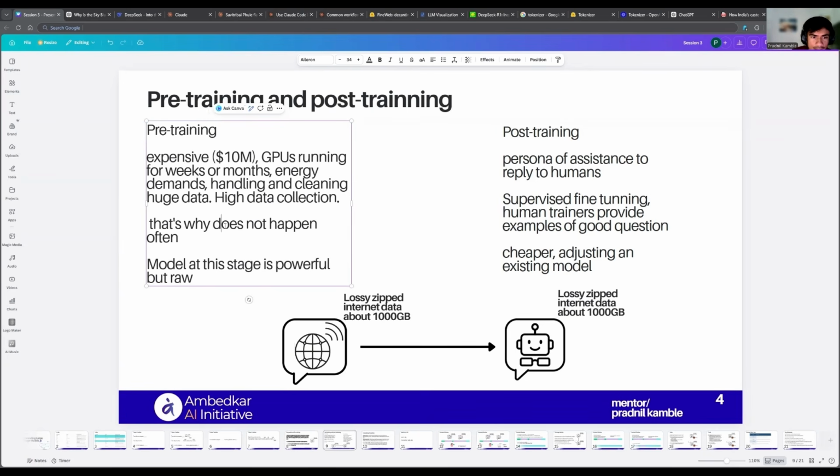And that's why it does not happen often. Something that is expensive, why? Exactly. The price you could guess is something around $10 million to pre-train a model in such a scenario. So that's why it's pretty expensive, and that is the reason not a lot of companies do it very often.